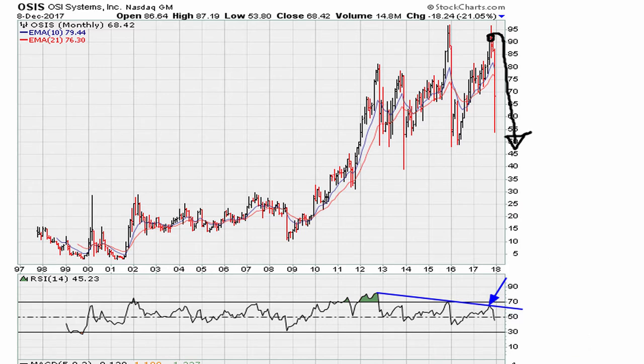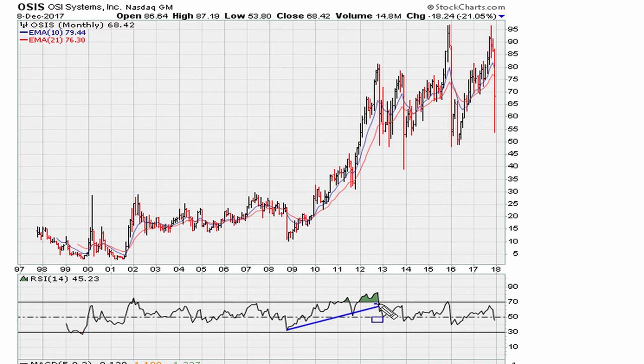So that's where we can see the hidden resistance based on resistance on the RSI, which coincides with the price stalling around the 95, lower 90s price range. Now there's also another view, which goes back. You can go back to this break.